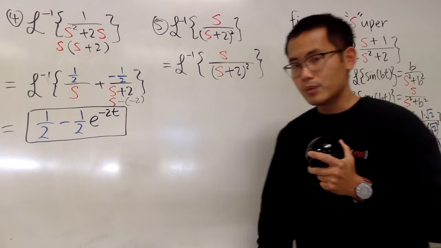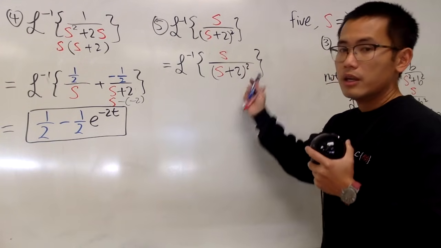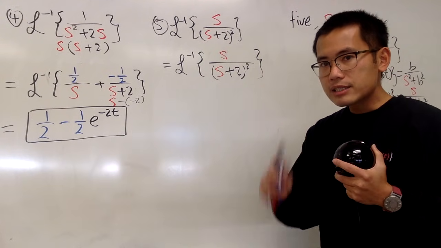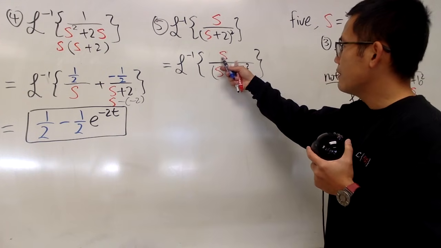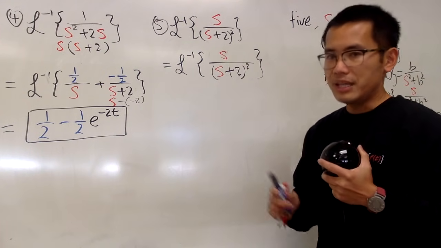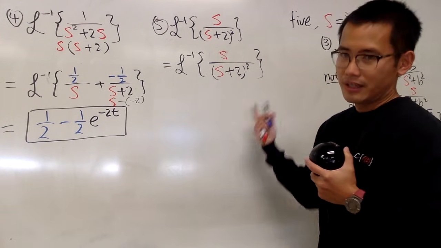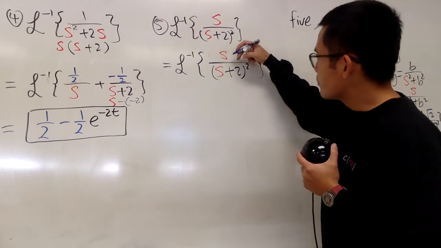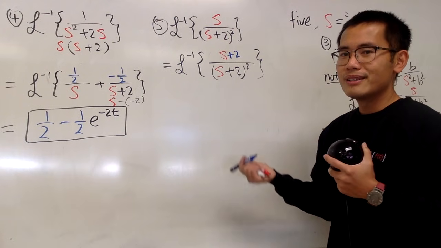Now, this is what we'll do. On the bottom, this is s plus 2 squared, so that means s plus 2 times s plus 2. Ask yourself this question all the time: wouldn't it be nice if on the top we have s plus 2 as well? Why? Because one of the s plus 2 can cancel out. In that case, can I produce the s plus 2 like so? Sure, I can, right? Why not?